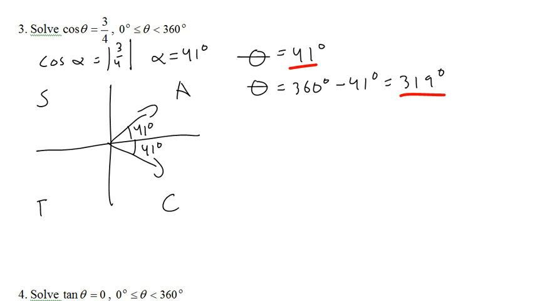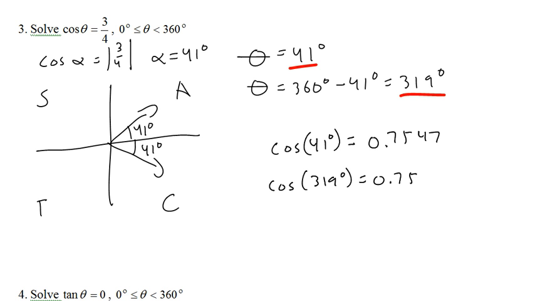Let's just use the calculator to verify those. So if I go cos of 41 degrees, that's going to give me 0.7547, which, because we approximated it to 41 degrees, is a close enough check to 3/4, which is of course 0.75. And let's fire the cosine of 319 degrees into our calculator, and again we get the same thing. So it doesn't come out exact, but we knew we rounded the 41, so that's close enough for our check.